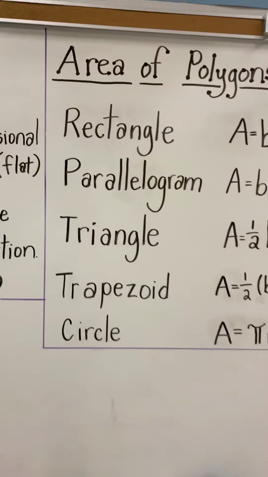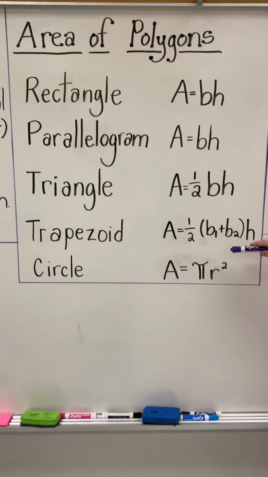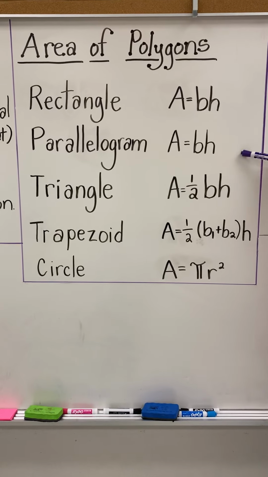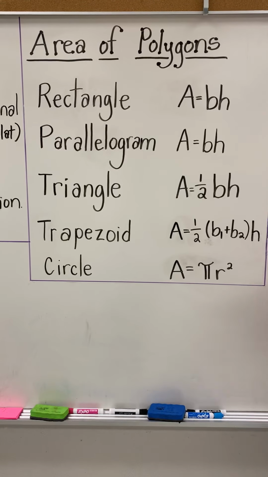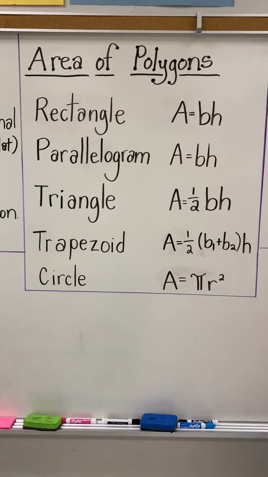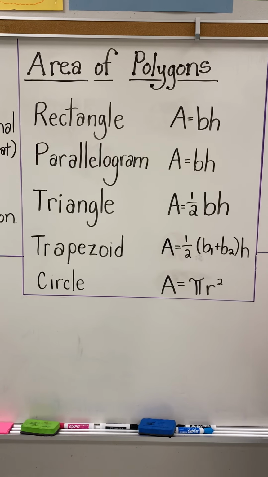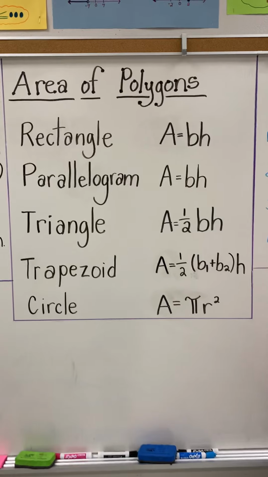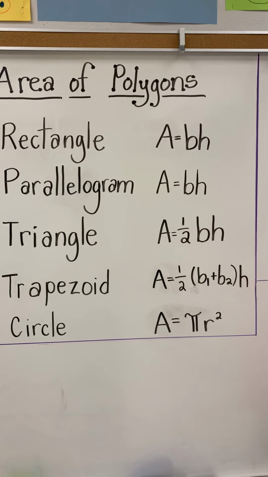The area of polygons have formulas to follow. The ones you're going to work on today are the top 4: rectangle, parallelogram, triangle, trapezoid. And you will also probably see a square. On your assignment, a square refers to a special type of rectangle. It will have the same formula.